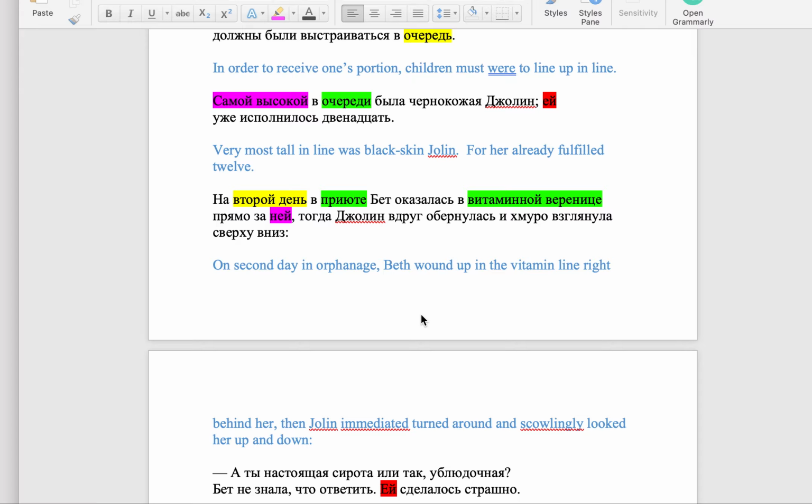Очереди here is in the prepositional case, which is why it's coded in green. And you can see очередь above in yellow, where that's the accusative case and it doesn't change, but in the prepositional, очереди, it does. So after that, we have ей уже исполнилось 12. So ей is indicative of the dative case, meaning for her, she already fulfilled or turned 12.